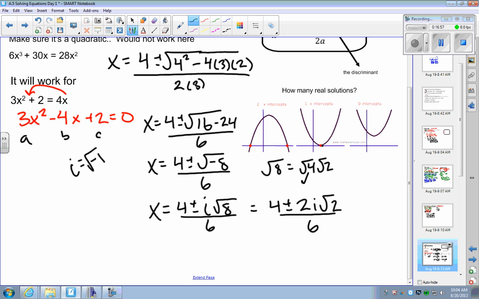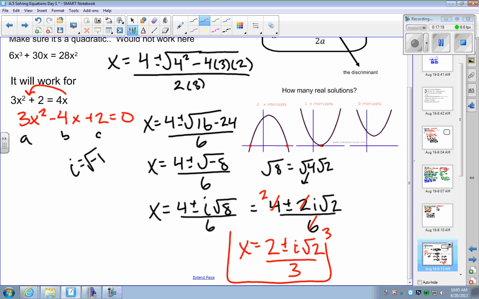Okay, the 2 is coming from the square root of 4. Now, because you've got a 4, 2, and a 6, we can divide all of those. This is going to go to a 2. This is going to go to a 3. So your answer is 2 plus or minus, the 2 went away, i square root of 2, over 3.